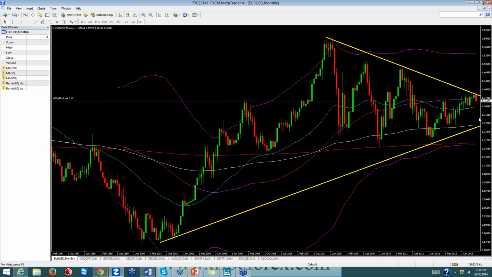I see another 650 pip drop most likely coming, and I think a lot of the other currency pairs are going to go with it. That's what the technicals are telling me right now. Do I think it's going to be a straight drop down like we saw back in 2008, June of 2008 or July of 2008?